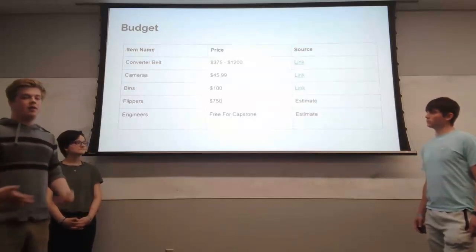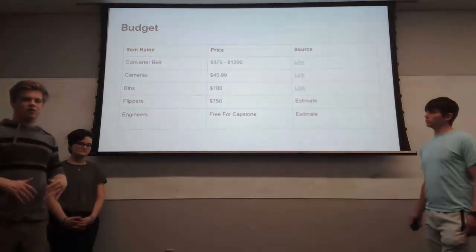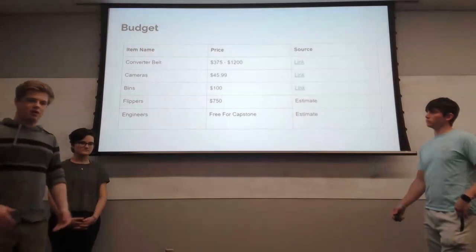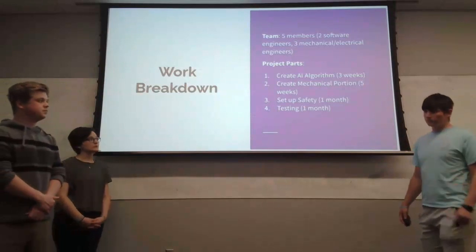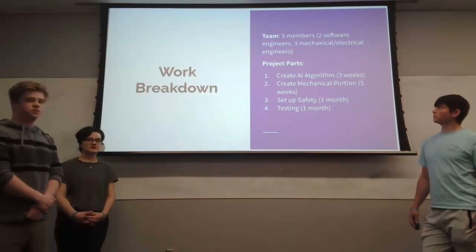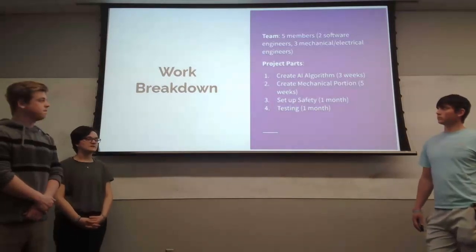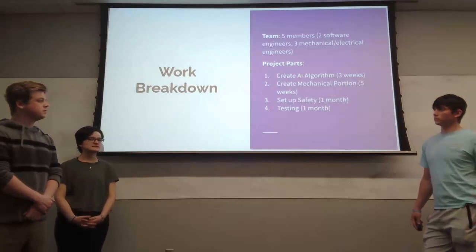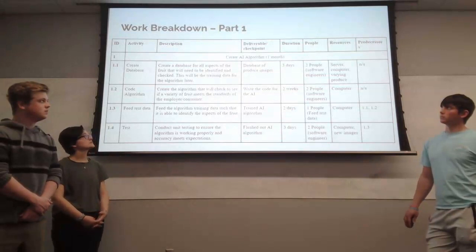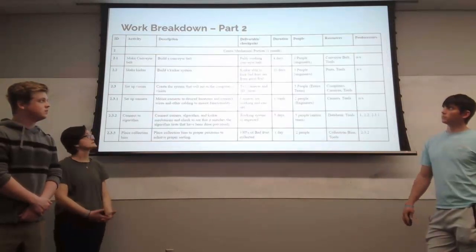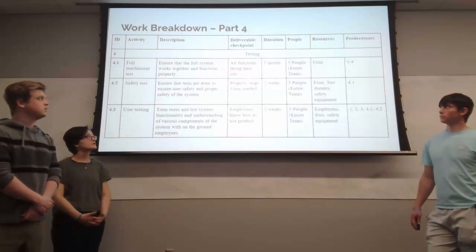And then, of course, engineers: if it's a capstone, it would be free. If you pay actual engineers, you would have to look into salaries for the designated months that we'd be doing this. So for the work breakdown, we figured 4 important parts: the first being the creation of the AI algorithm itself, the second being the mechanical portions, the third being the setup of the safety protocols, and the fourth being testing. Further breakdowns can be seen here with each of their deliverables. This is part 1, the AI, part 2, the mechanical portion, part 3, the safety setup, and part 4, the testing.